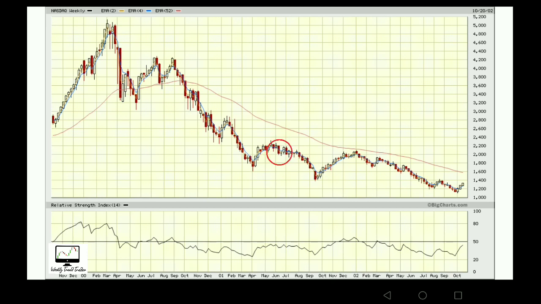Then we move to June, the summer of 01. Again, we get the 2 and the 4 crossing below a falling 52-week moving average. We get a third heavy sell-off, and then we get the final one. If we look at the beginning of 02, we get around the 2000 level. The market runs up to the 52-week moving average. It's almost like a resistance level. We get to that 2000 level. The lines cross. Price action is below the 52-week moving average, and once again, we sell off.